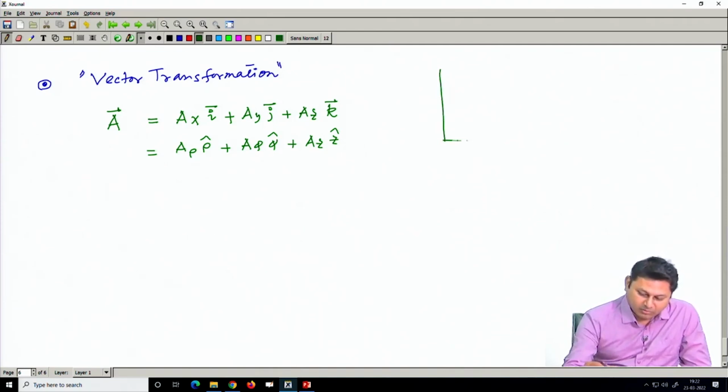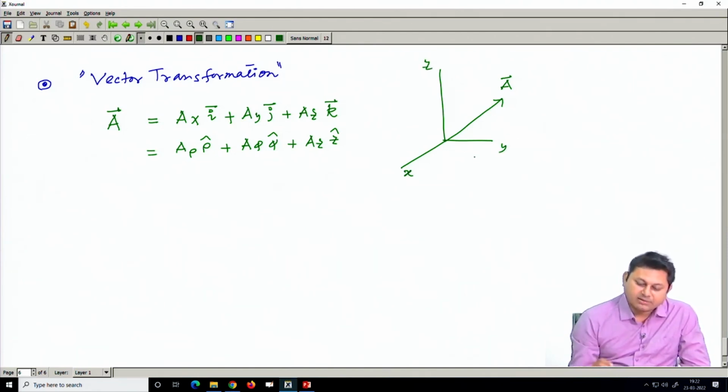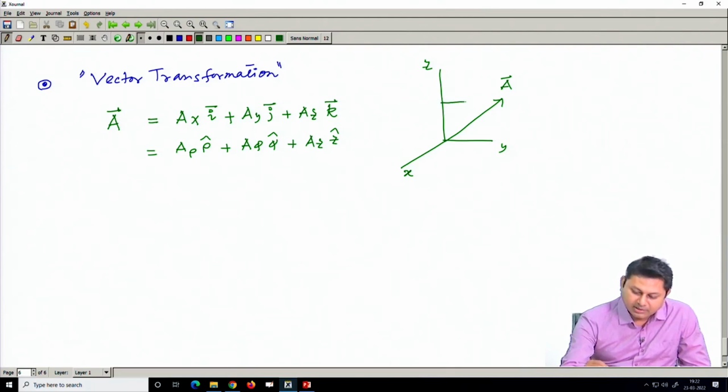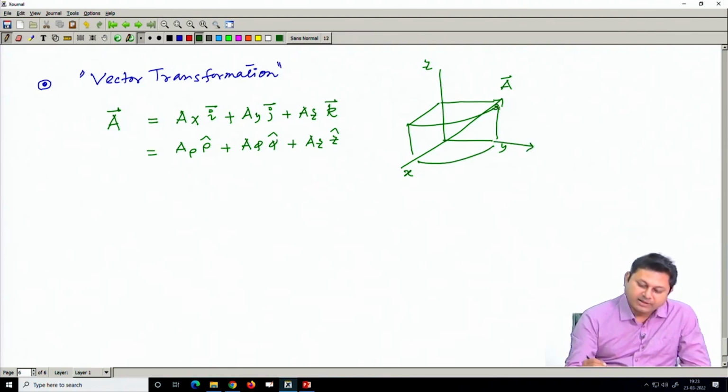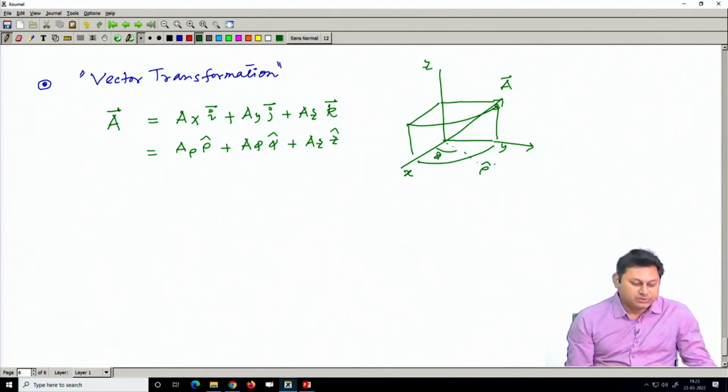If this is my coordinate system, this is the vector I am talking about, vector A. If it is x, y, z, I can decompose it into x, y, z components. But if I am using these cylindrical coordinate systems, it is still possible to define this vector. So, this is my cylindrical coordinate system. In the cylindrical coordinate system, I can define the same vector, but in that case the components will differ.